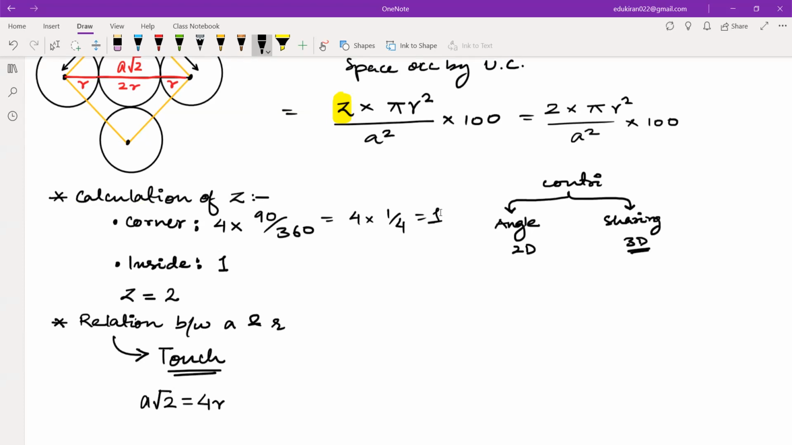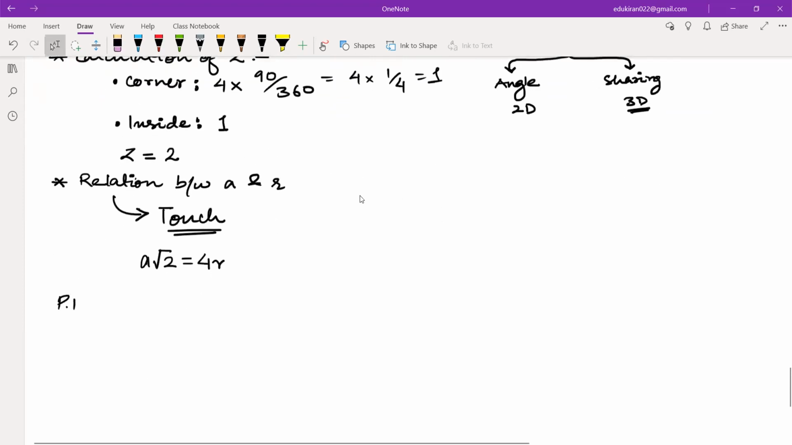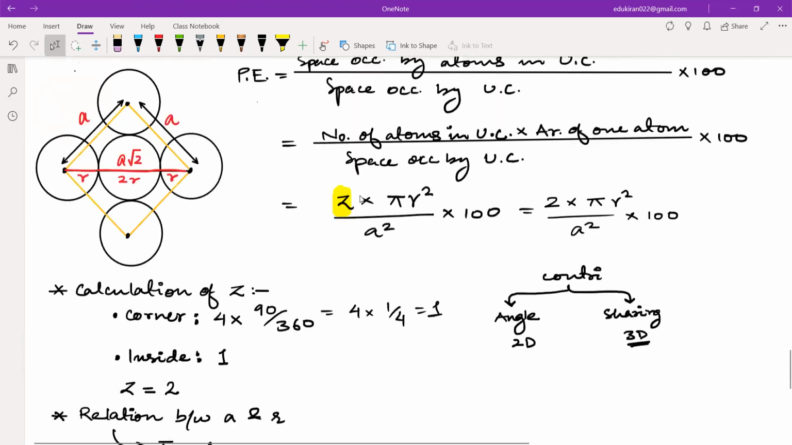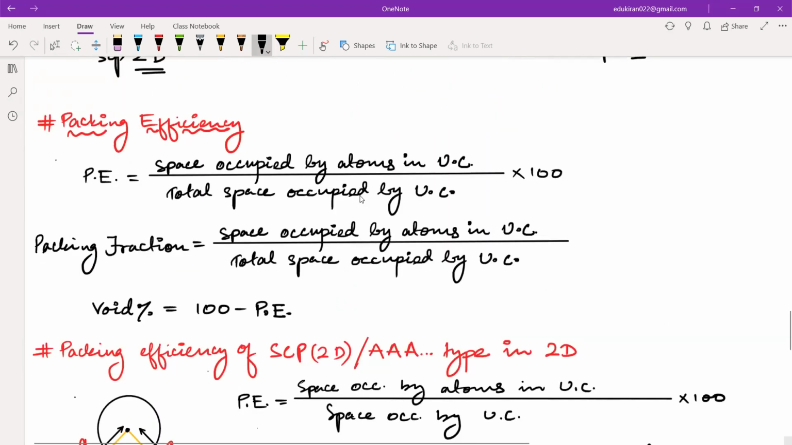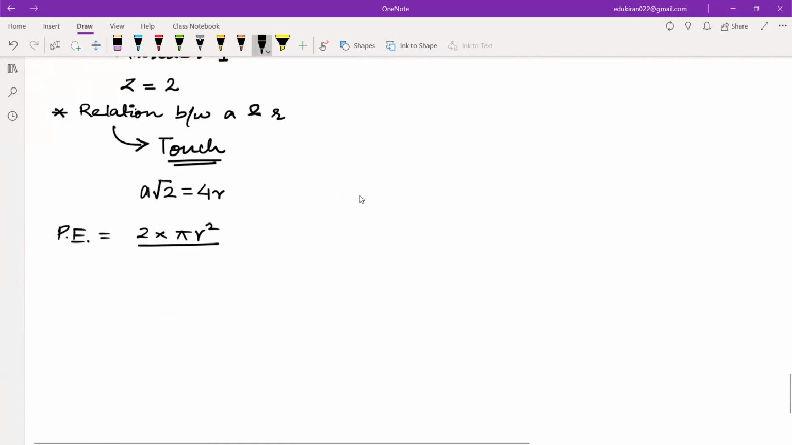Now we will substitute this value, and let me write the packing efficiency. Packing efficiency is equal to Z into pi r square. This is not a formula. The formula is space occupied; please remember this formula only. Don't remember these small formulas, these are specific. 2 is the Z for A type, that is why there is 2 here. Pi r square divided by A square. And then A is equal to 4 by root 2 r.